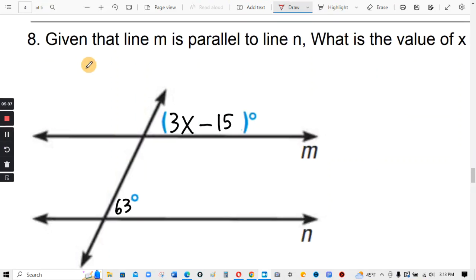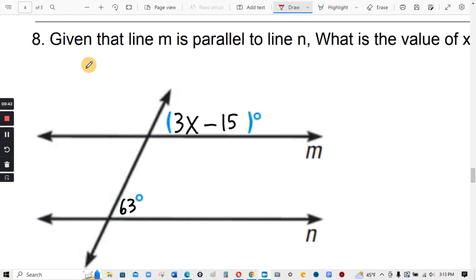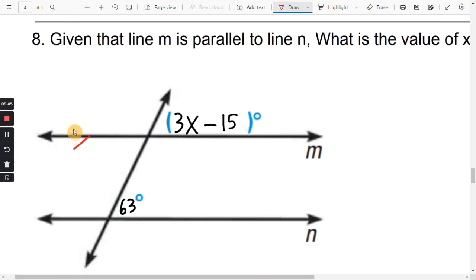Given that line M is parallel to line N, what is the value of X in the diagram? Okay, so these lines are parallel. And as a result, any of these two angles that you choose, they're either going to be congruent or supplementary. They're either going to be equal or add up to 180. Now I can clearly see these angles are equal. And the reason I know that is because they are corresponding. This is on the top right, and this one is also on the top right. They're in the same position. So since they're equal, you just set them equal to each other.